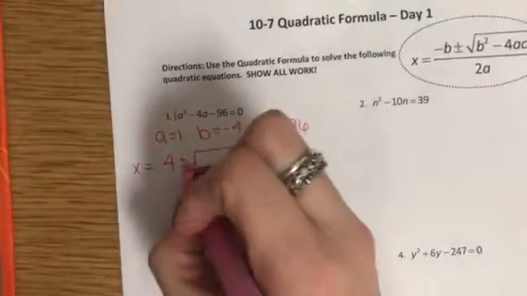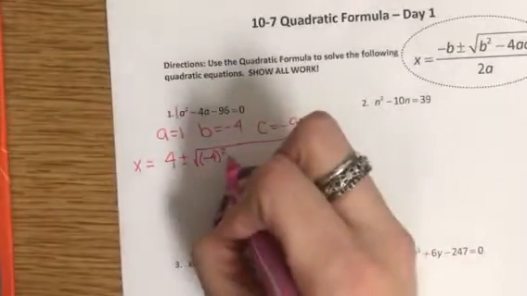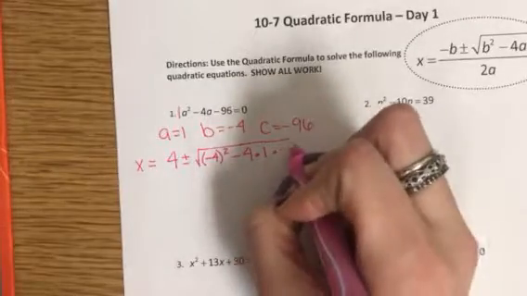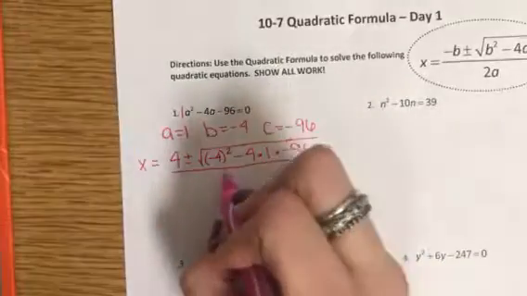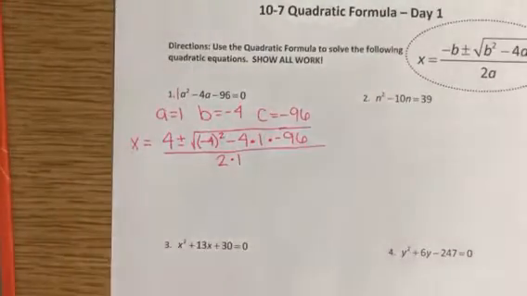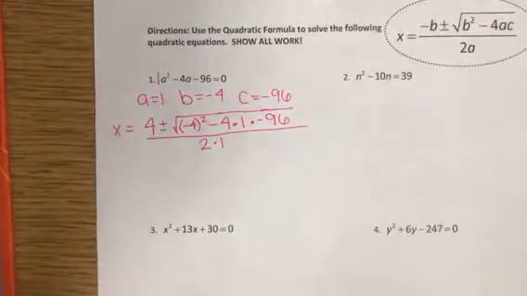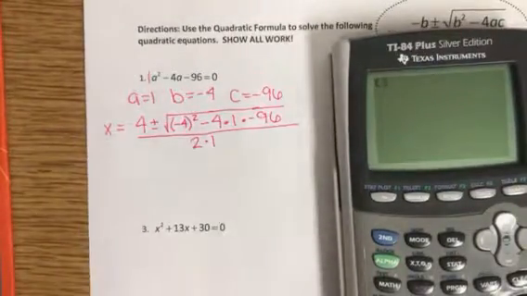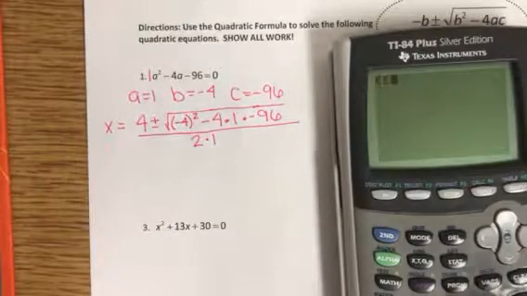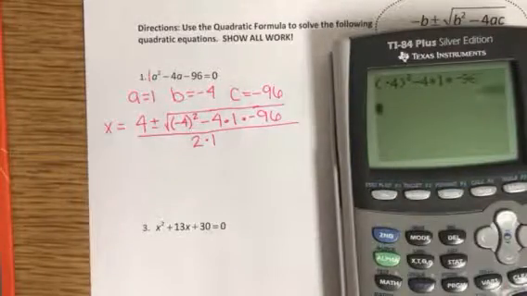Plus or minus b squared. So again, we need those parentheses, -4 squared minus 4 times a times -96 all over 2 times 1. Okay, then we can either do the math in our head, we can use a calculator, but I'm going to pull this out here so you can see. We need to type in exactly what we see underneath this square root. We're not putting the square root sign in, just everything else that's underneath it.